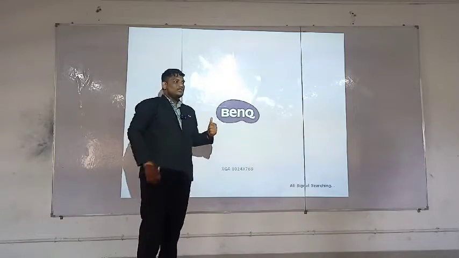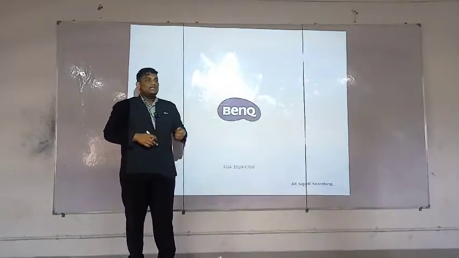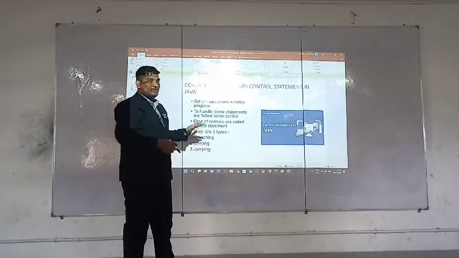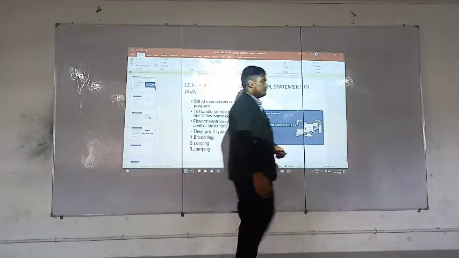In control statements there are three types: branching statements, jumping statements and looping statements. The branching statement will be continued by my co-team member Sanju. Over to you.